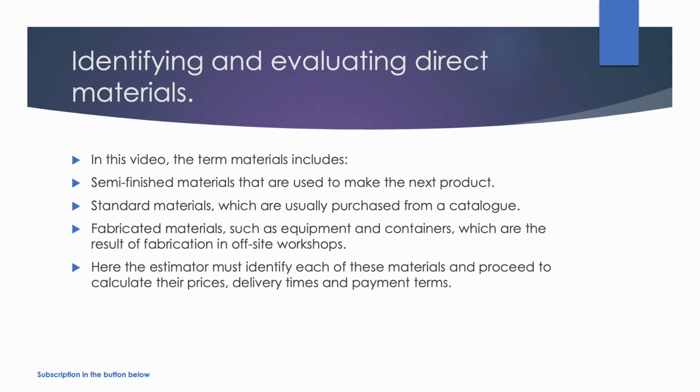In this video, the term materials includes semi-finished materials that are used to make the next product, standard materials, which are usually purchased from a catalog, and fabricated materials, such as equipment and containers, which are the result of fabrication in off-site workshops. Here, the estimator must identify each of these materials and proceed to calculate their prices, delivery times, and payment terms.